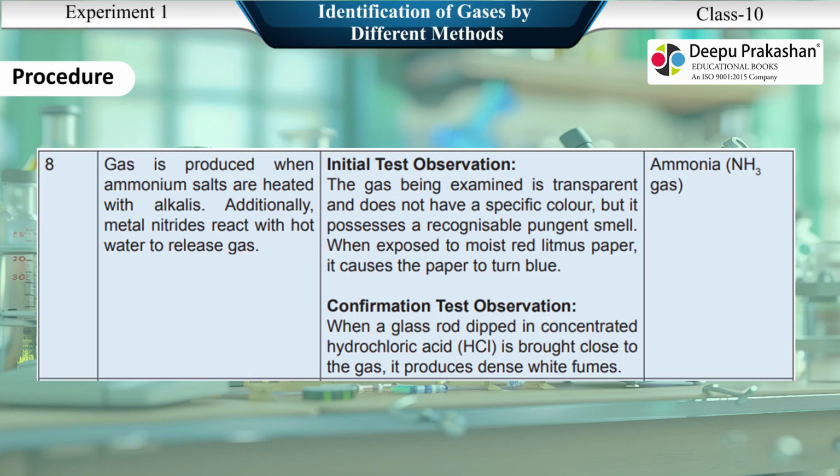Additionally, metal nitrides react with hot water to release gas. Initial test observation. The gas being examined is transparent and does not have a specific color, but it possesses a recognizable pungent smell. When exposed to moist red litmus paper, it causes the paper to turn blue. Confirmation test observation. When a glass rod dipped in concentrated hydrochloric acid is brought close to the gas, it produces dense white fumes. Ammonia gas.